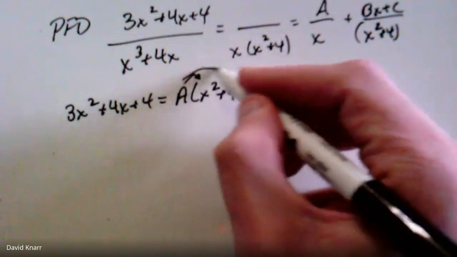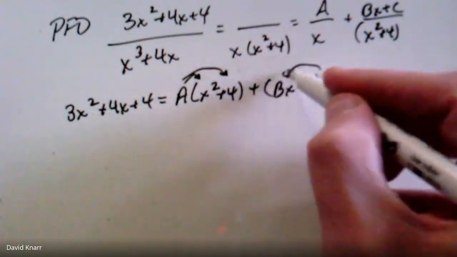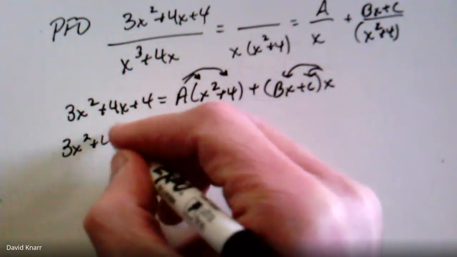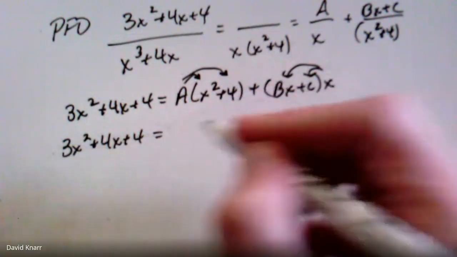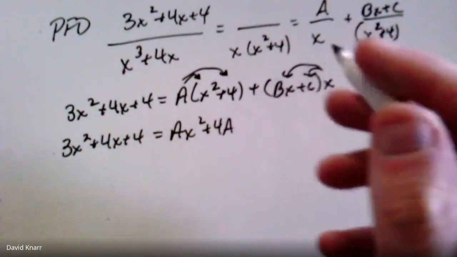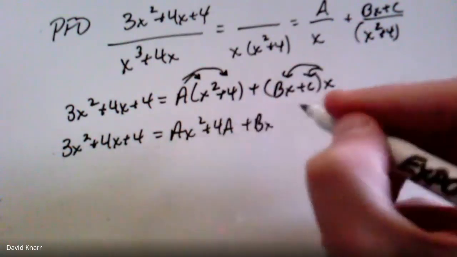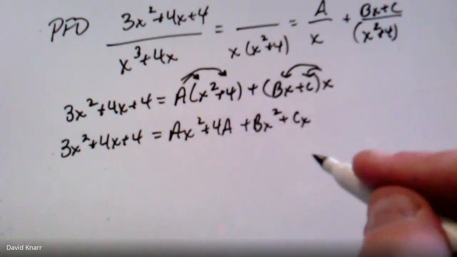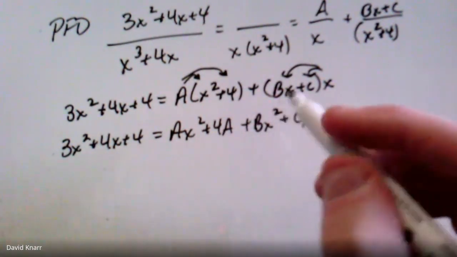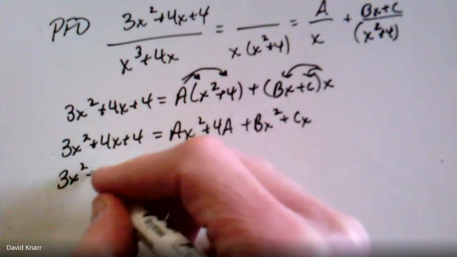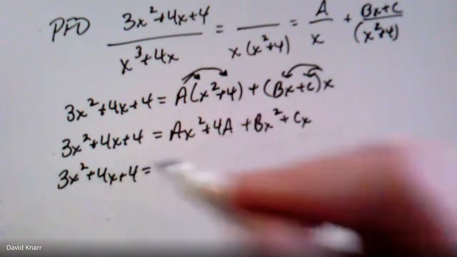First thing you do is FOIL. Multiply it out. So we'll have 3x squared plus 4x plus 4 equals ax squared plus 4a plus bx squared plus cx. This is one where it works out really nice. Now we're going to put these in order, in standard form.